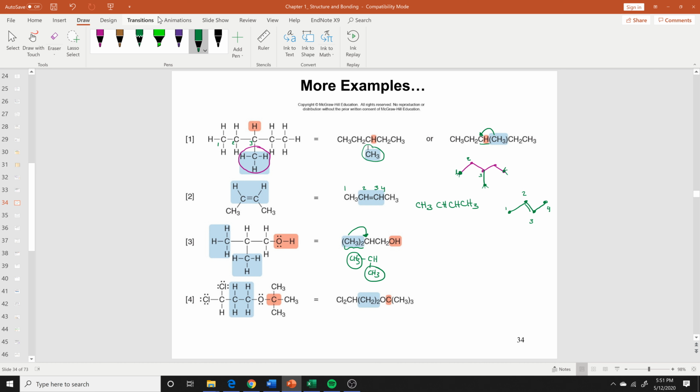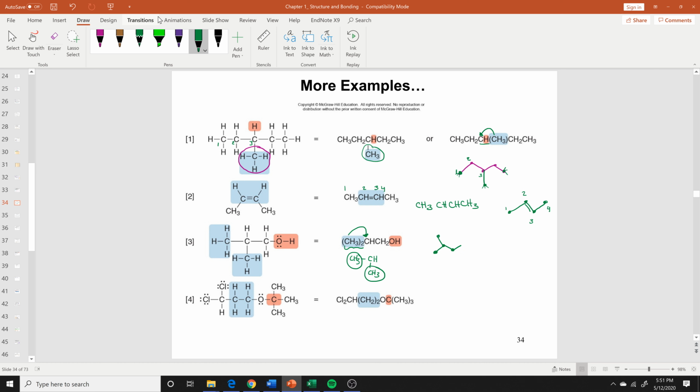In the condensed and basically the skeletal, you don't show the lone pairs, but this doesn't mean that the lone pairs are not there. No, they are there. If I want to draw the skeletal for this one, then it's going to look like this. I do have two CH3s branching off a carbon, and then I have a CH2 over here.